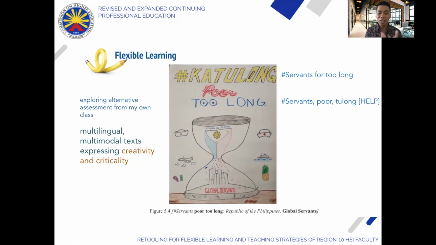Look how intelligent the students are. #katulong, #servants, and then "for too long." So they're playing with words there, "for" and "too long." "Tulong" also means help. And I would say this is really, really smart. And the images that they also came up with to reinforce the message are historically grounded, right? And I think that's very, very important to take note.